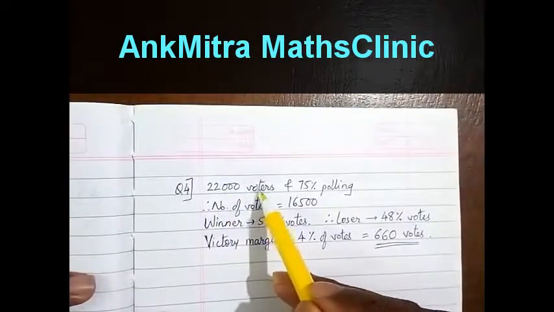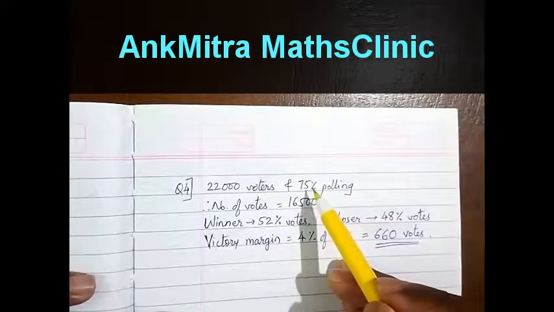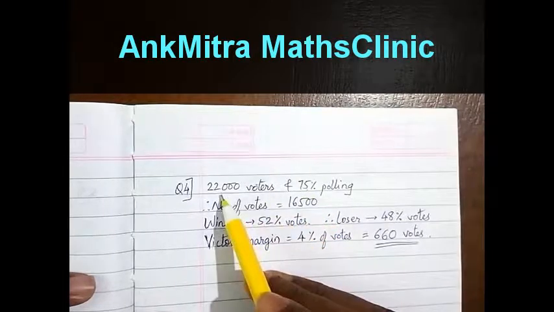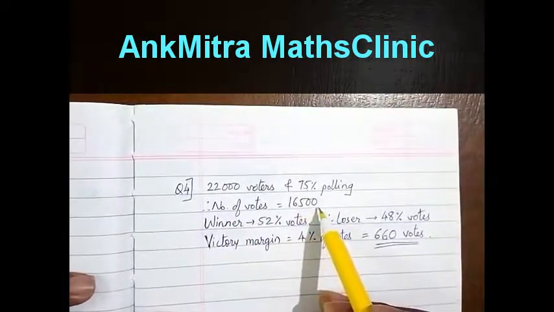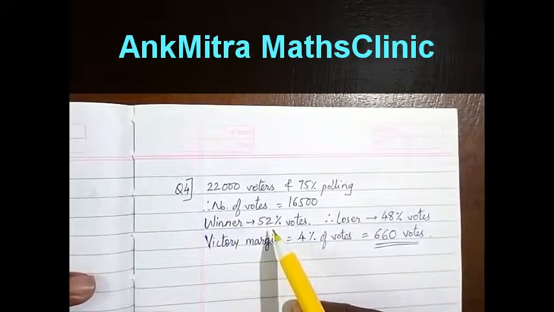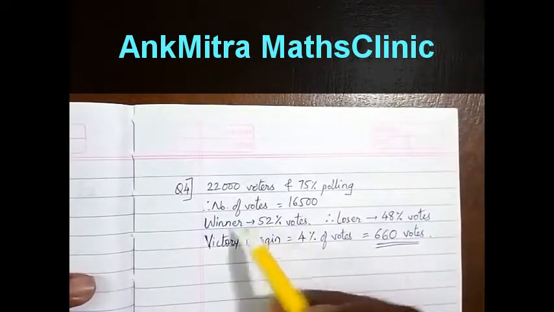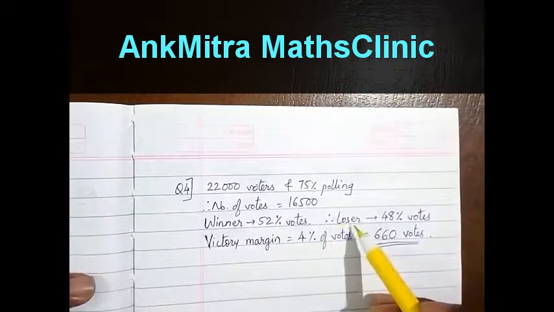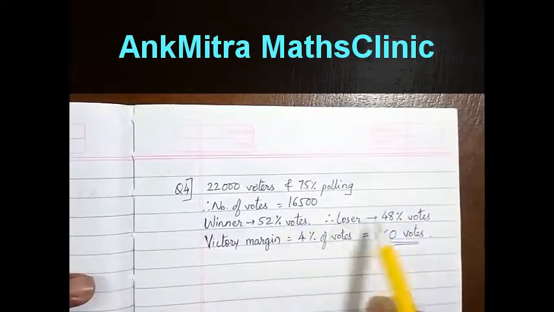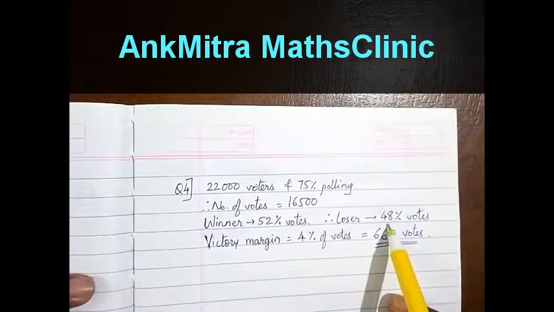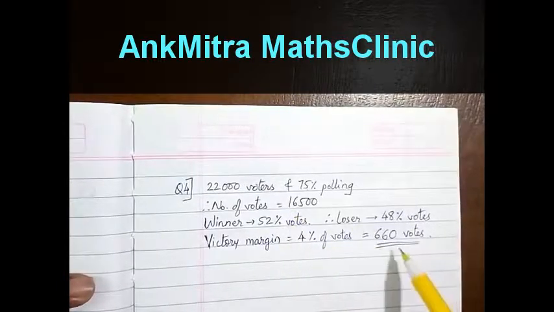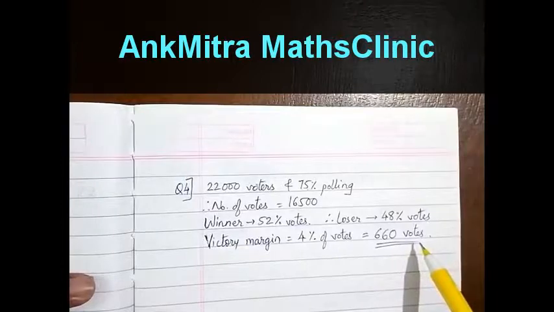Even though there are 22,000 voters, only 75% of them actually did vote. So the number of votes will be 75% of 22,000, which comes to 16,500. Now they have mentioned that the winner gets 52% of the votes, and we are asked to find the victory margin. So if the winner gets 52% of the votes, then the loser will get the remaining, that is 48% of the votes. So the victory margin will be the difference between 52% and 48%, that is 4% of the votes. So 4% of 16,500 comes to 660 votes. So that is the required answer.